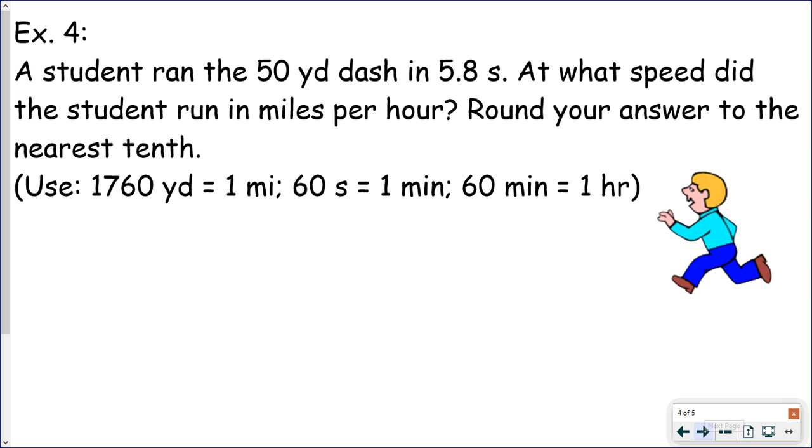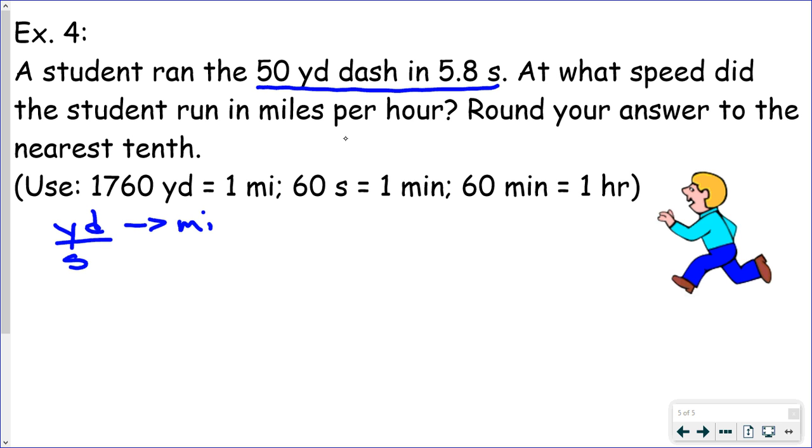All right, I got one more for you. So a student ran the 50-yard dash in 5.8 seconds. At what speed did the student run in miles per hour? Round your answer to the nearest tenth. And we're going to have to use 3 conversion factors here. So what we're converting this time is a rate. So 50 yards in 5.8 seconds. So the units I'm starting with are yards per second, and they want me to convert that into miles per hour. So I have to convert the yards into miles, so I need a conversion factor for that.